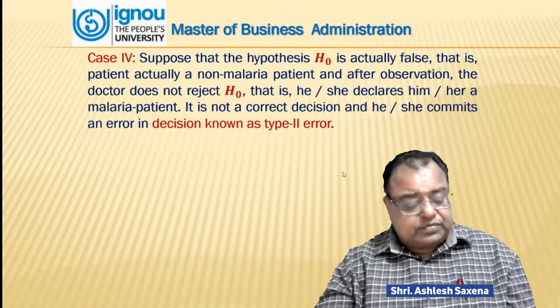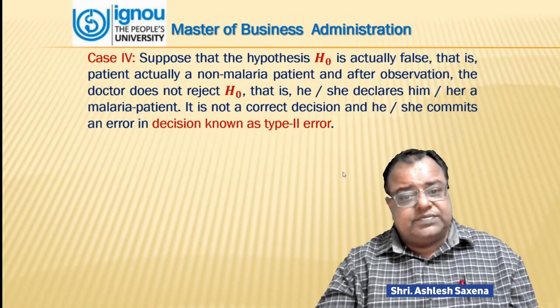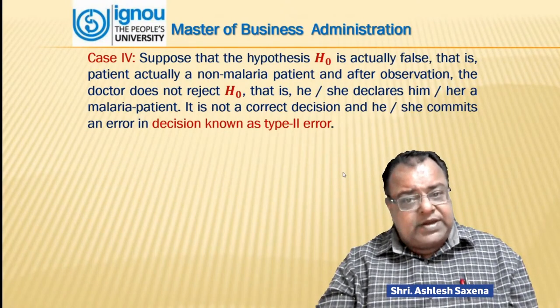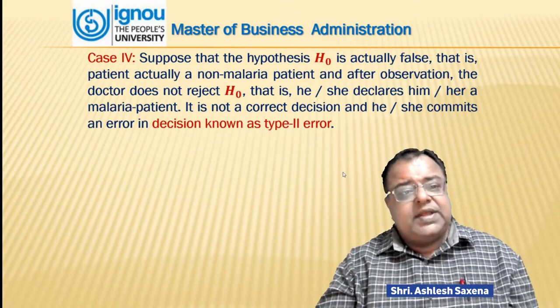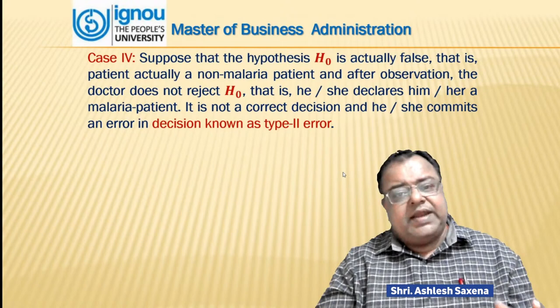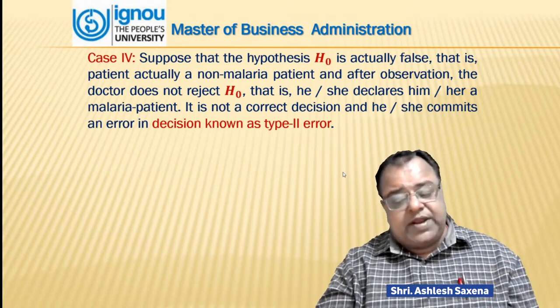The fourth one is, suppose that H0 is actually false. That is, the patient is actually a non-malaria patient, and after observation, the doctor does not reject H0. That is, he or she declares him or her a malaria patient. It is not a correct decision, and we can say that he or she has committed an error in decision known as type 2 error.